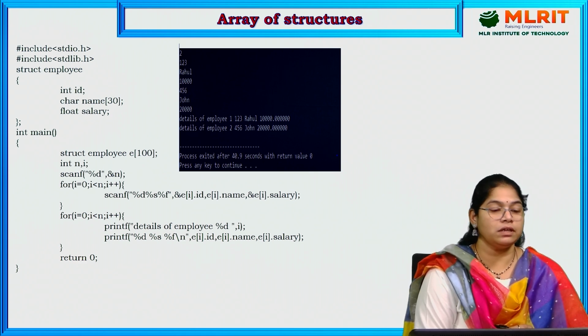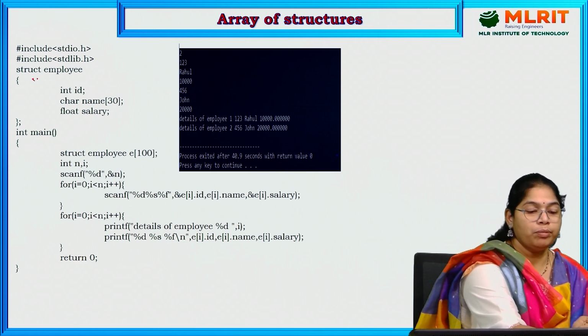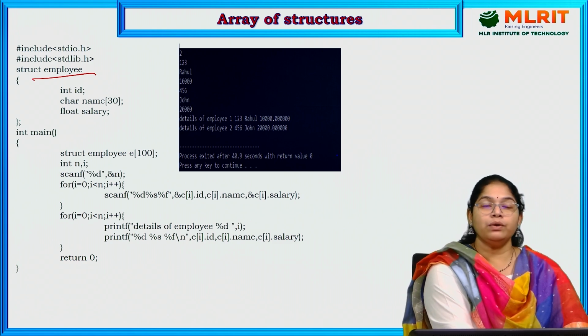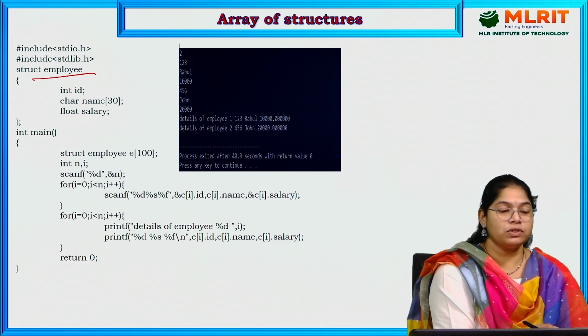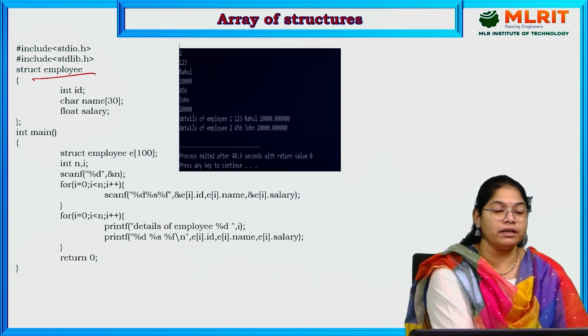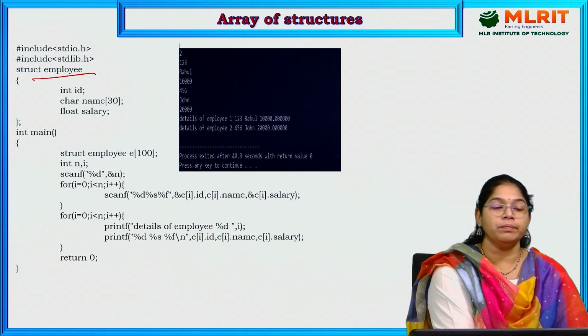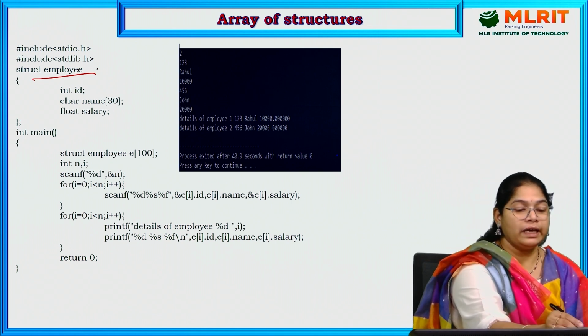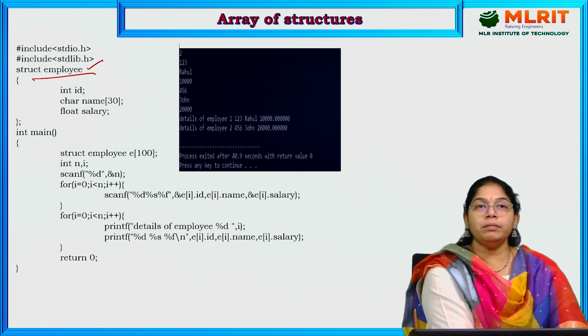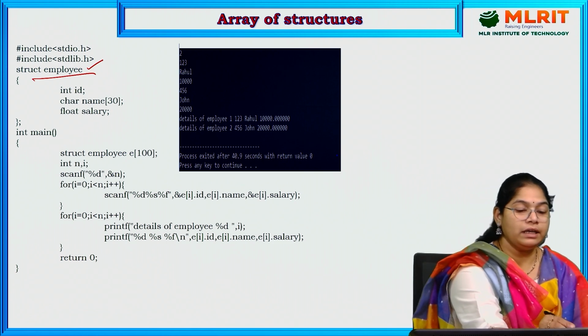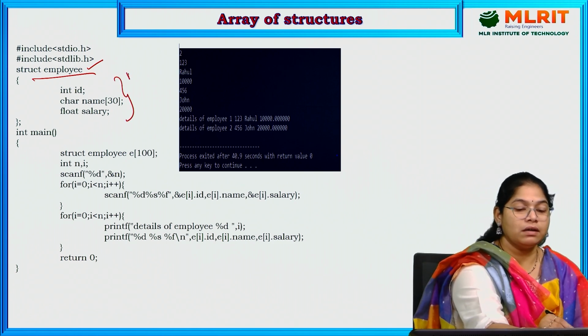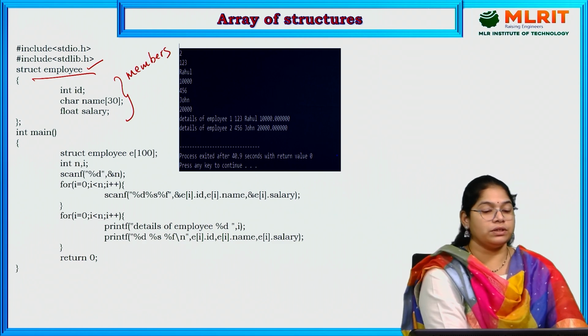Here I consider employee details. To write a structure, we need a struct keyword. Then the structure name, that is employee. Here the members of the structure are ID, name and salary. These are the members of the structure.